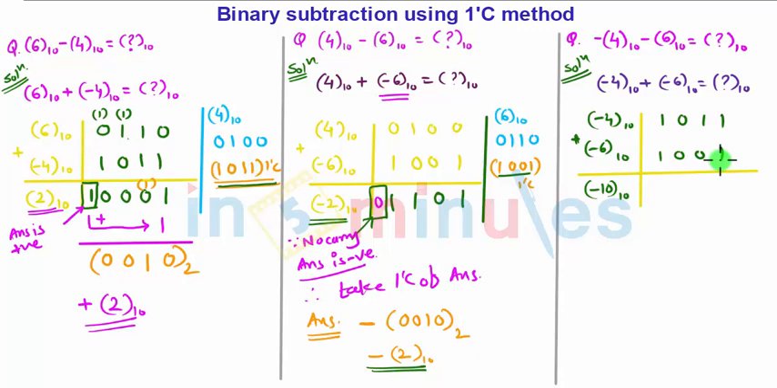We'll perform the simple addition. So 1 plus 1 is 0, carry generated 1. 1 plus 1 is 0, 0 plus 0 is 0, carry generated 1. Here the 1 will be taken as it is. 1 plus 1 is 0, carry generated.